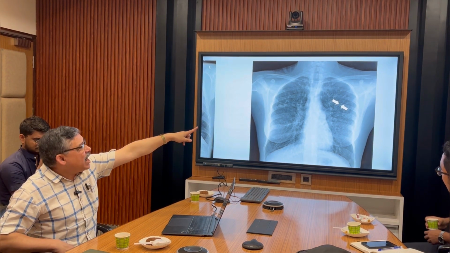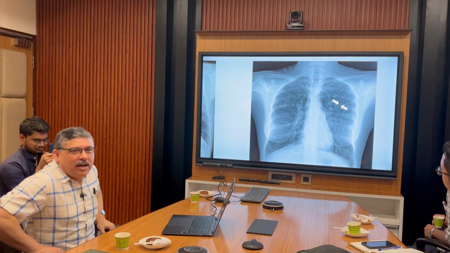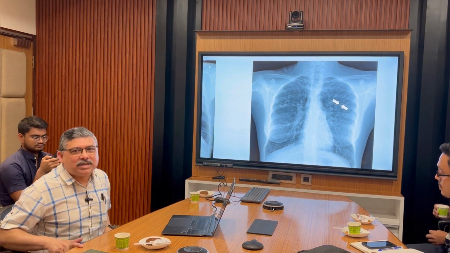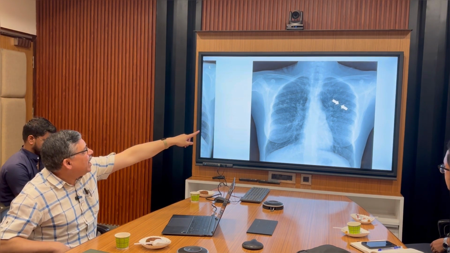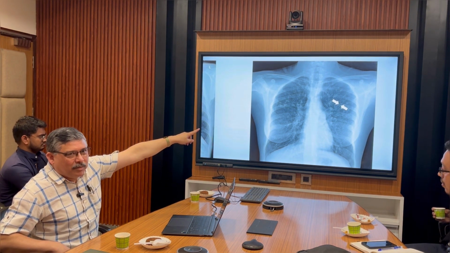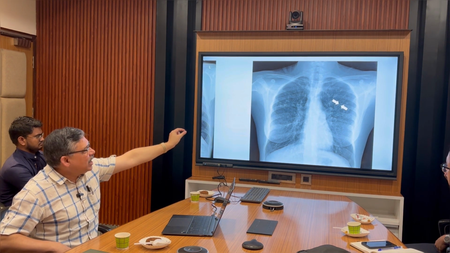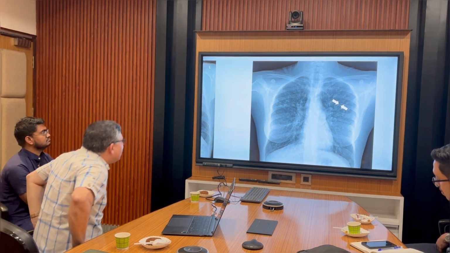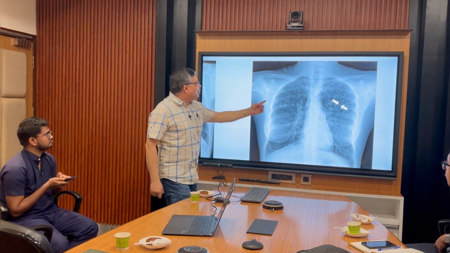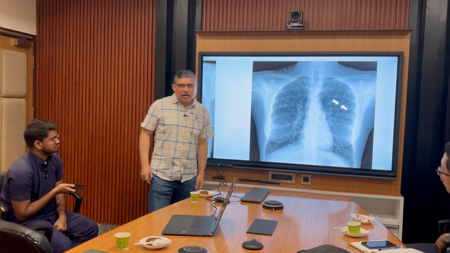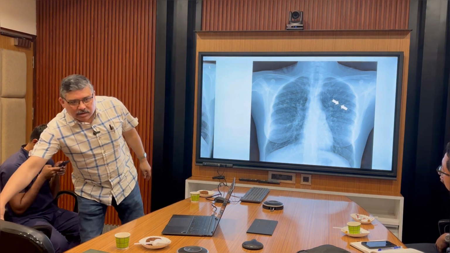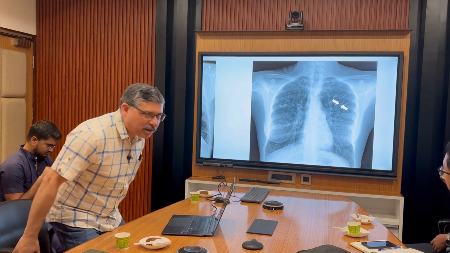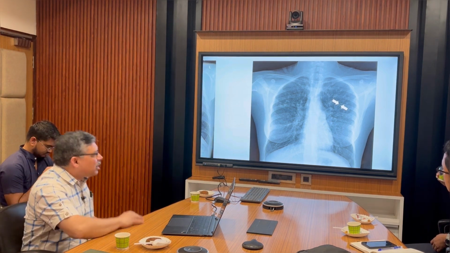What is that sign known as? No, this is the tram track sign. That is a tram track. It is like a railway track that you see. So you can see this tram track here also. If you see a tram track-like opacity, this is bronchiectasis. So this is a case of bronchiectasis.